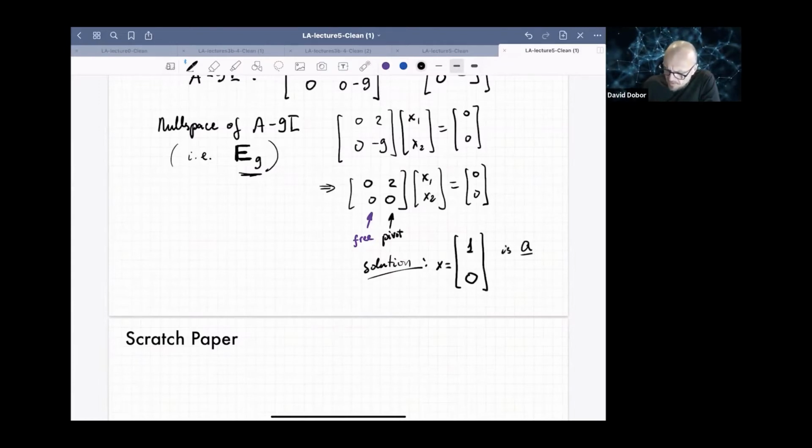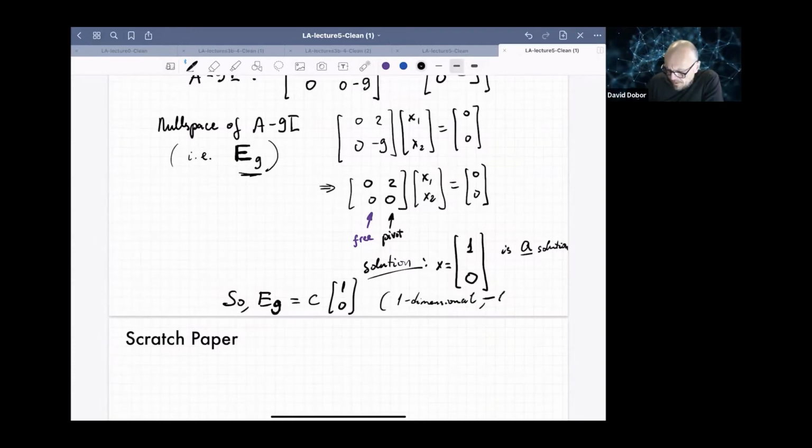Is a solution. 2, 0 is also a solution. So the eigenspace associated with the eigenvalue 9 is going to be all the multiples of this vector that I found, which is a line, one-dimensional, a line in R2 that lies on the plane. All these vectors lie on the plane because I have a 2 by 2 matrix.